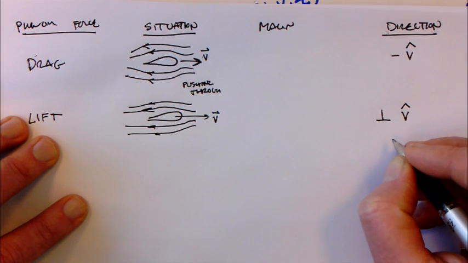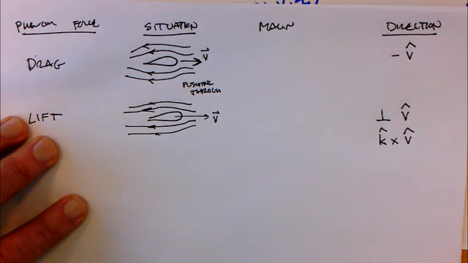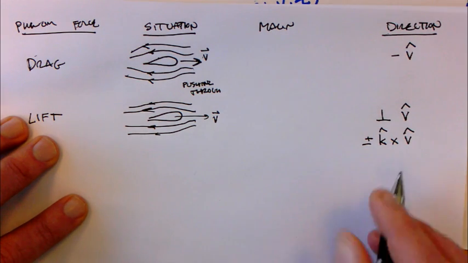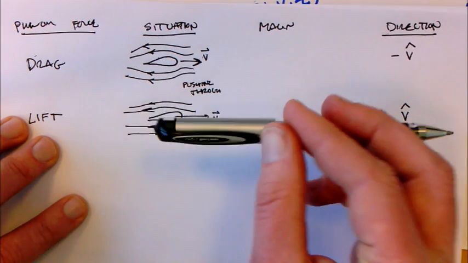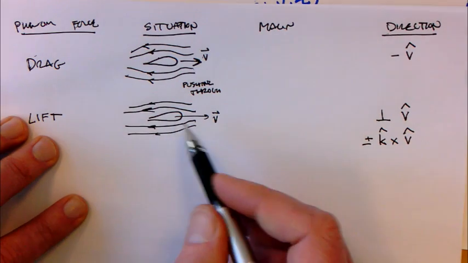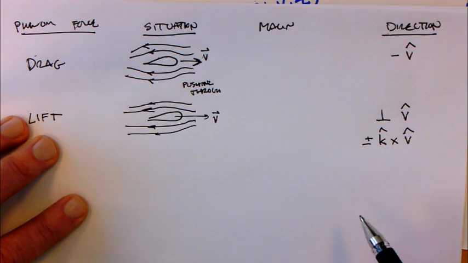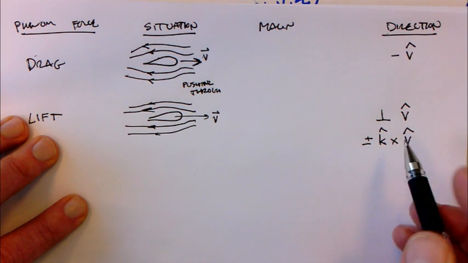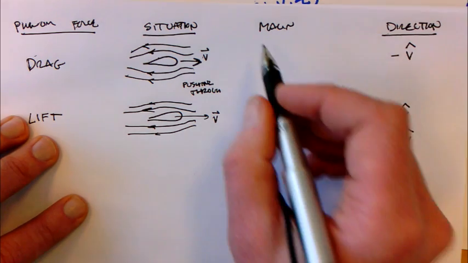I could also say that the lift must be in the k hat cross v hat direction, either plus or minus the k hat cross v hat direction, depending on what the orientation of the object is. Because if you think about it, v hat is in this direction, k hat is coming out of the page, so v hat crossed into k hat would be pointing down. So probably in this case, given how I've drawn the airplane wing, it ought to be minus k hat cross v hat as a direction. You'll note that k hat cross v hat is always going to have a magnitude of 1, so this is a sensible direction to write, and by the same token, v hat, by definition, has a magnitude of 1.